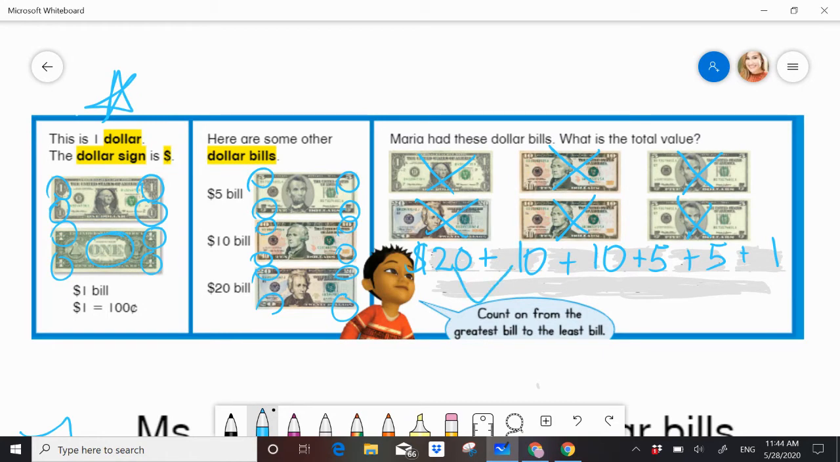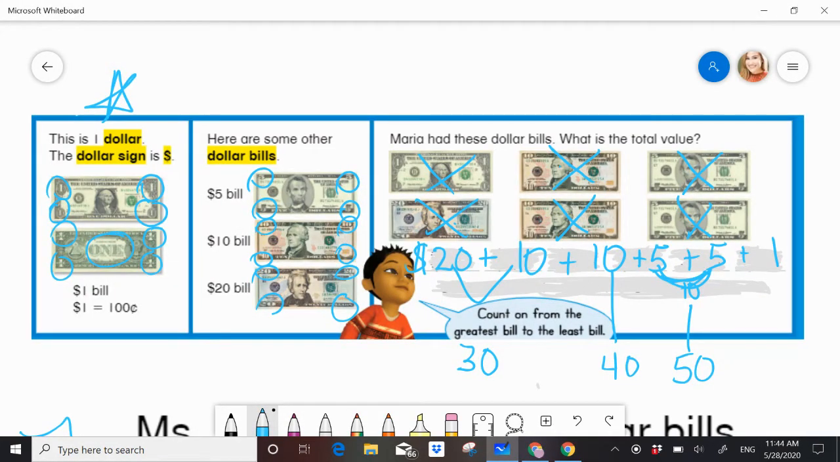20 plus 10 is 30. Plus another 10 is 40. I know 5 plus 5 equals 10. So plus another 10 is 50. See how I did that? I grouped the two 5s together to make a 10. And then I added it onto the 10. Sneaky.